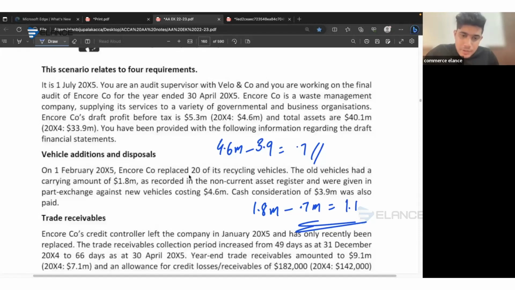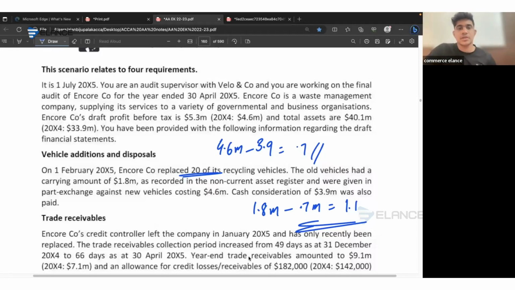So the company has purchased 20 assets. They have disposed of 20 assets. They have disposed of the assets at a loss. They have paid a cash consideration of 3.9 million. So you have to write substantive procedures in relation to each of these. I will give you one by one, and you have to tell me the substantive procedures you can perform in relation to each of these cases. First, ENCORE company has replaced 20 assets. They have disposed of 20 assets and added 20 assets. How can you confirm this?